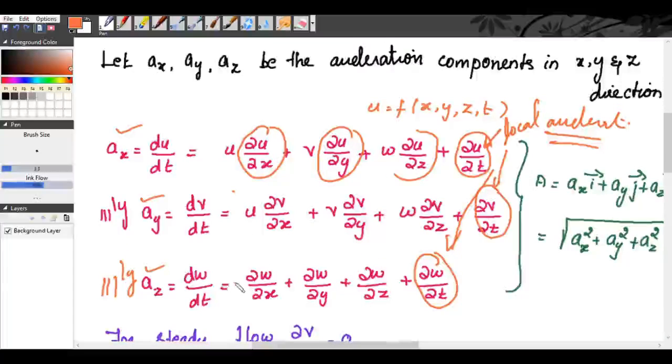See, here it is u into ∂/∂x, v into ∂/∂y, w into ∂/∂z. Please write that, I forgot to tell it, I missed it here. I will write u, v, plus w into. Okay, so these are called convective acceleration. That is differentiation of velocity with respect to the space or the direction. That is called convective acceleration.